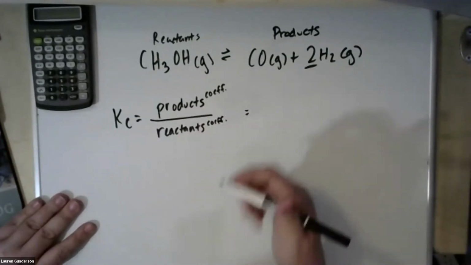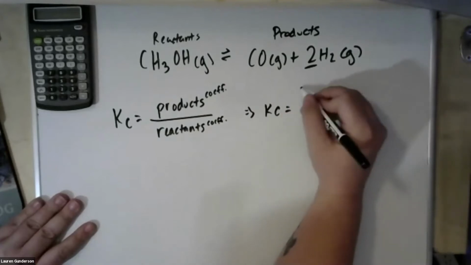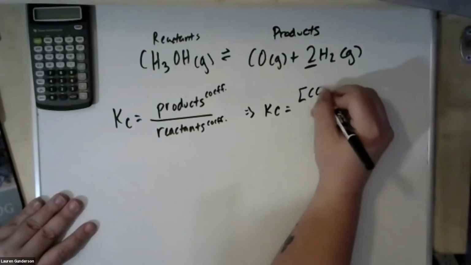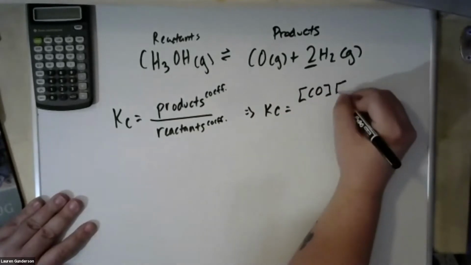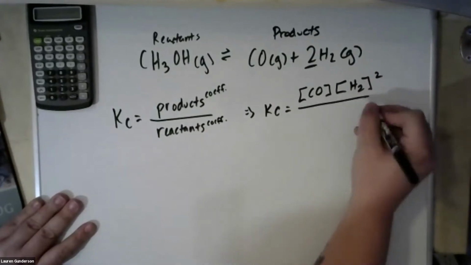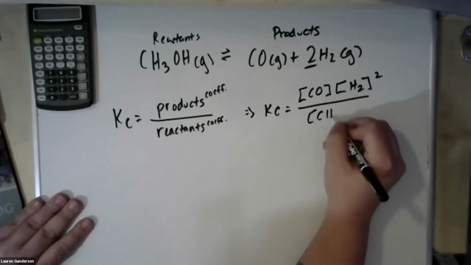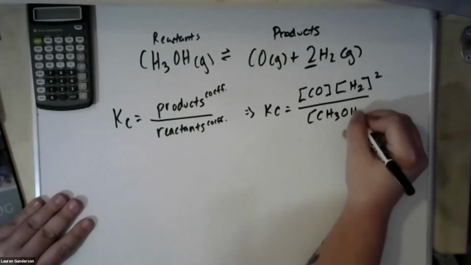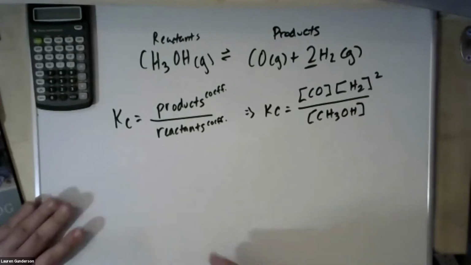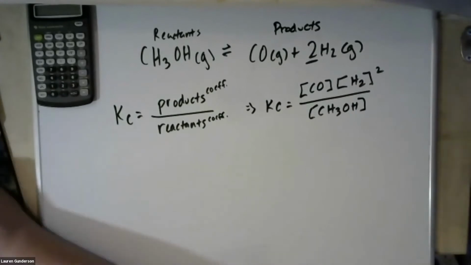So we know we want our products over our reactants. So our KC expression for this would be the concentration of the CO times the concentration of the H2 squared, and we'll put it over the concentration of CH3OH. Okay, so easy as that.